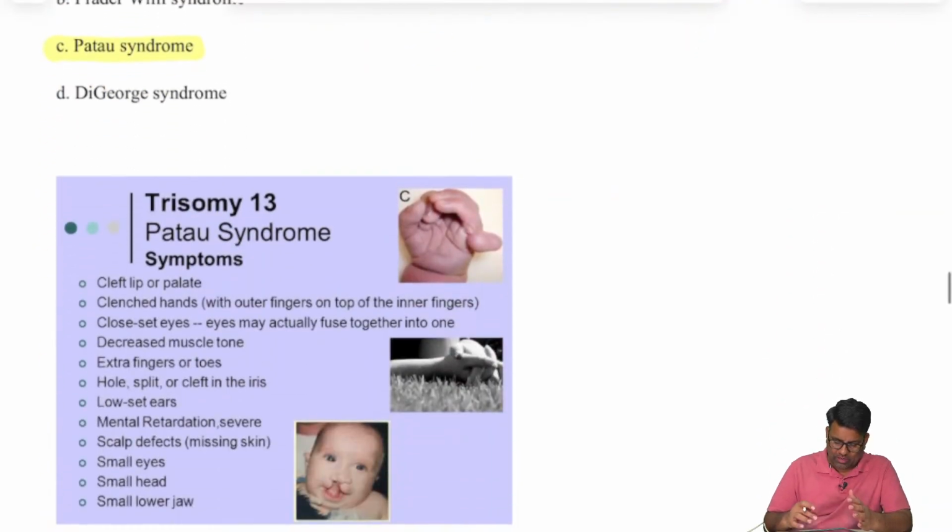Right? So here all you can see is this is cleft lip. Right? So you can see the cleft lip here. Then here you can see the clenched fist, right? And you can see the fingers overlapping each other, right?